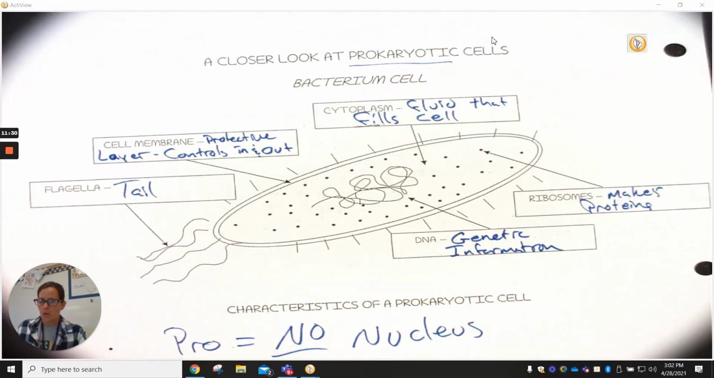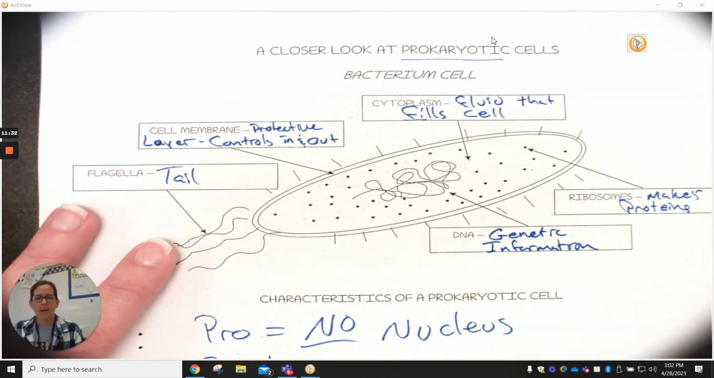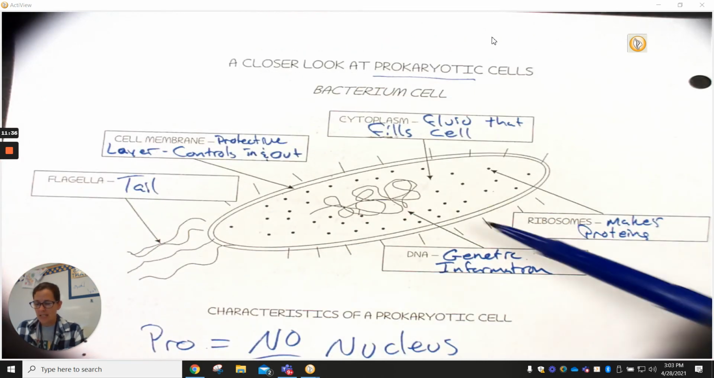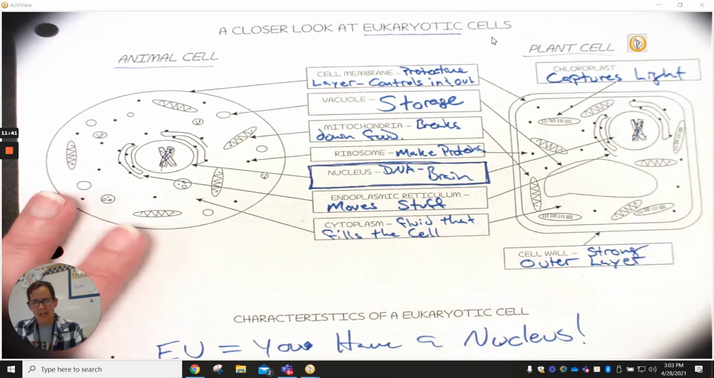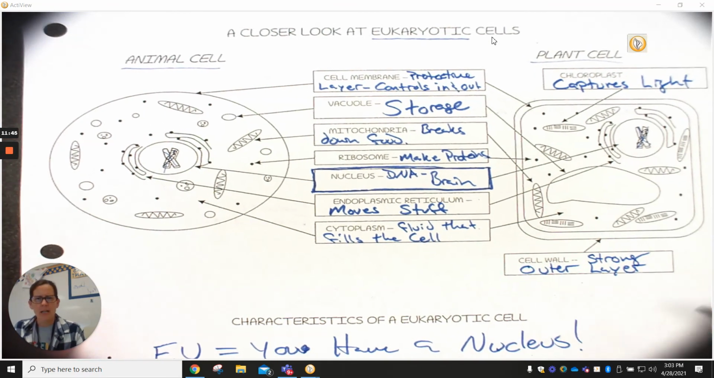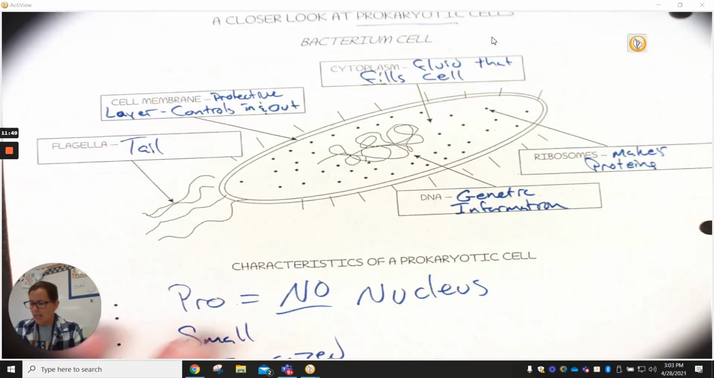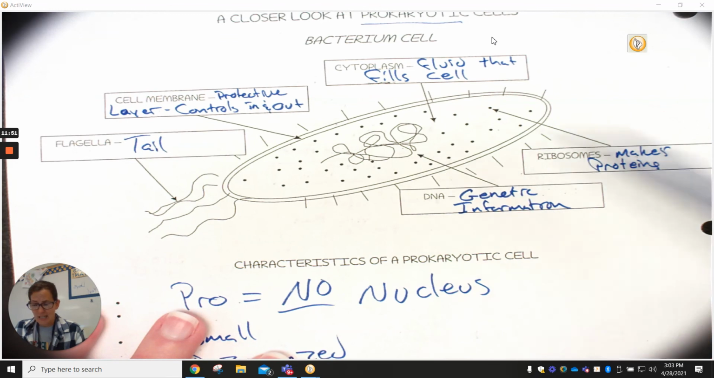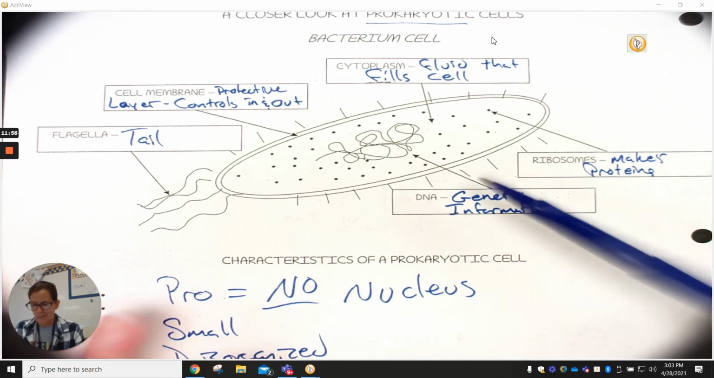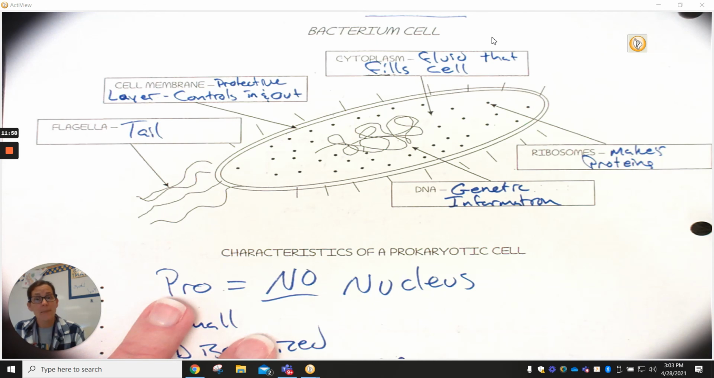I hope this kind of helps you understand a little bit about what organelles are and the difference between this prokaryotic cell and this eukaryotic cell. I mean, just look at the difference here. There's a ton of organelles in these eukaryotic cells, and this prokaryotic cell, I mean, we got DNA. That's not a membrane-bound organelle. We got ribosomes. There's just not very much in there. It's just not much there.